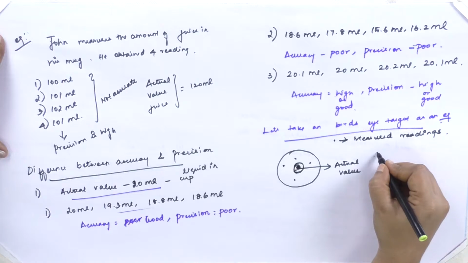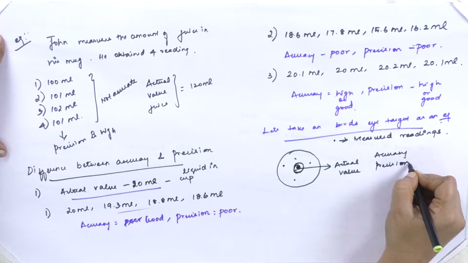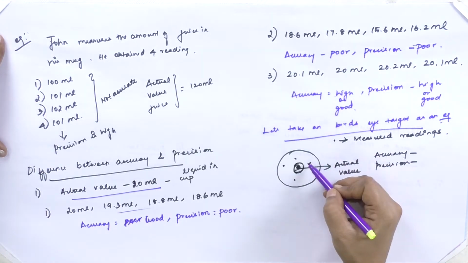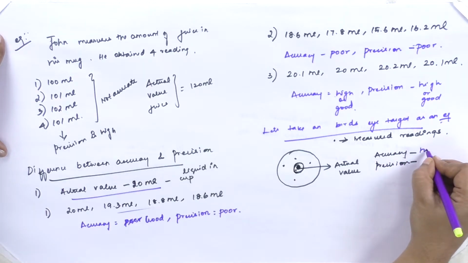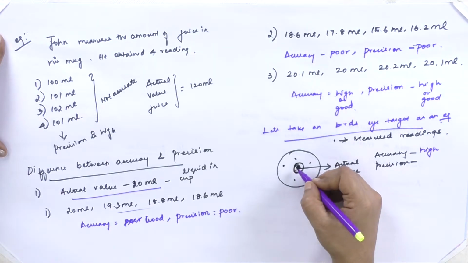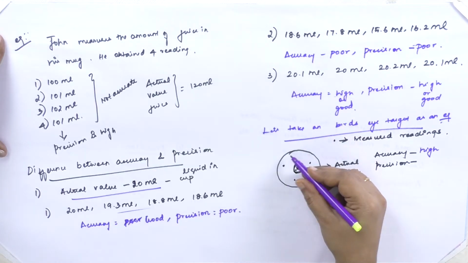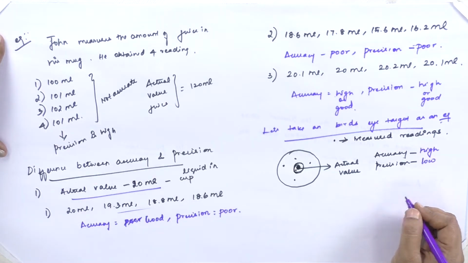Now we will see what about the accuracy and precision in this case. If any of the measured readings, represented by dots, is within this actual value, we can say that the accuracy is high or good. What about the precision? The readings have a greater difference, so they are scattered inside the outer boundary. So we can say that the precision is low or poor in this case.